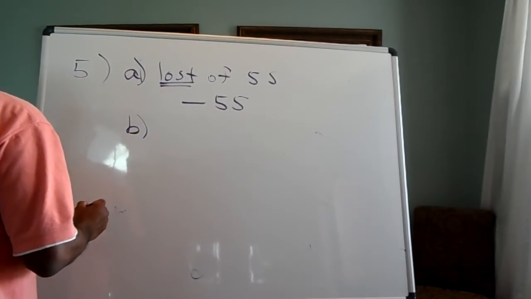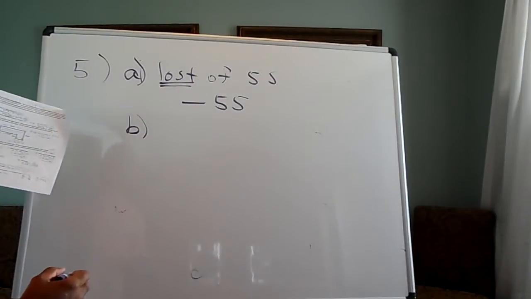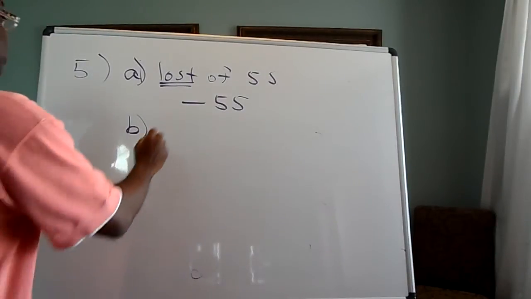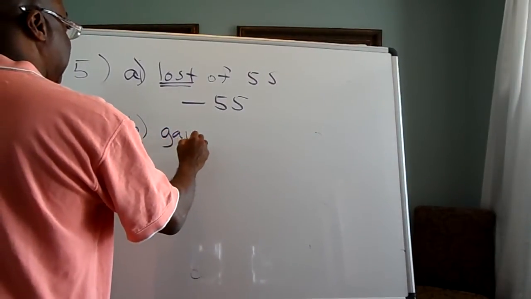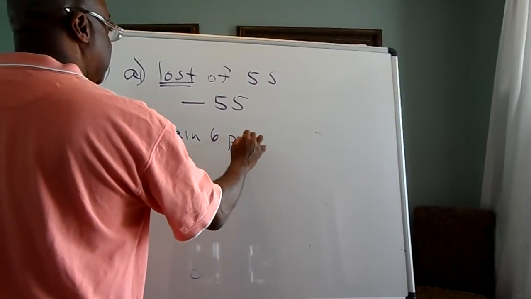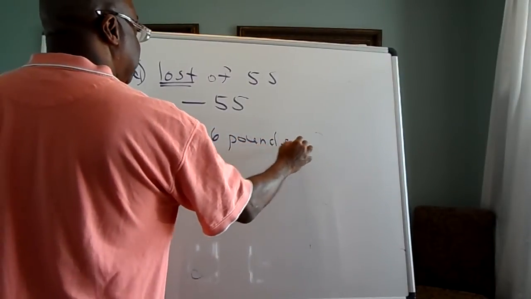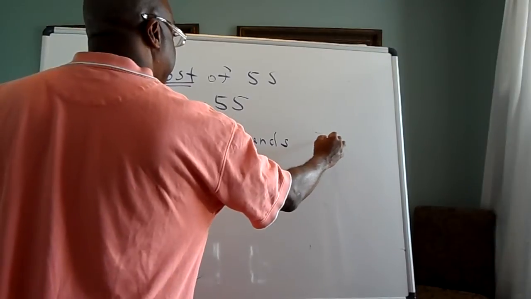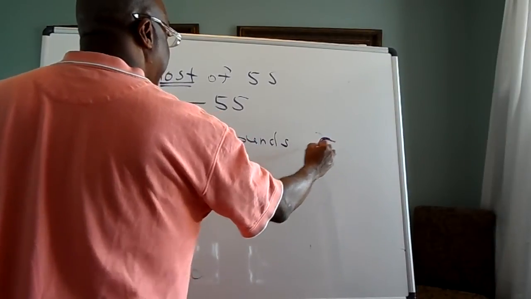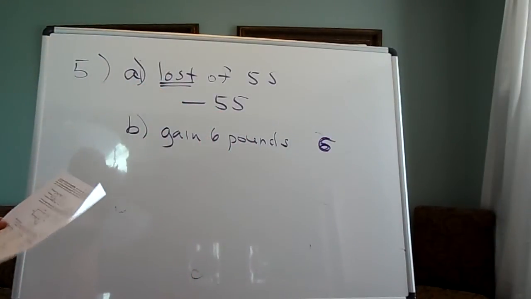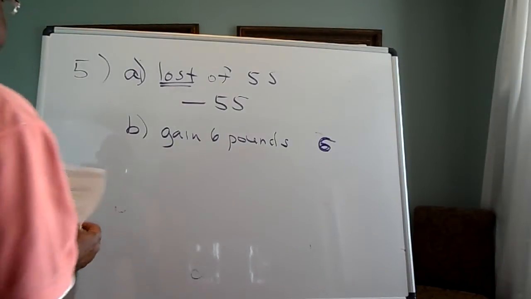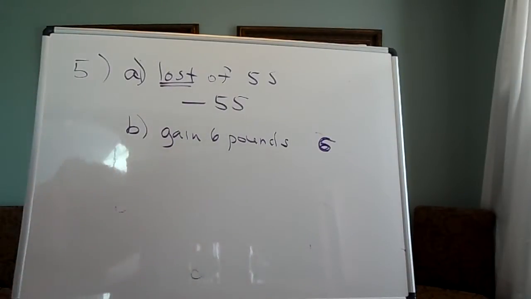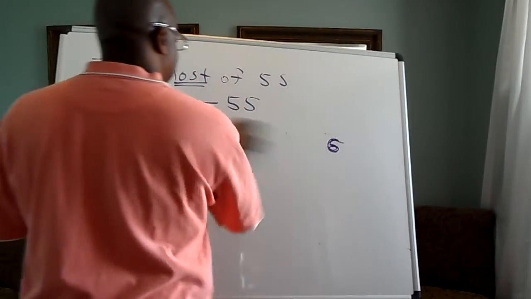B, a growing animal gained 6 pounds. So the key word is gain, 6 pounds. Gain means a positive number, so this would just be positive 6, or just 6. No need to write plus 6 when the number is positive. Okay? Moving along to number 6.